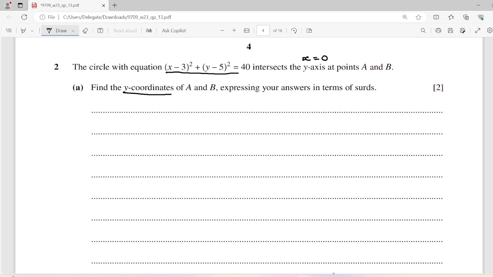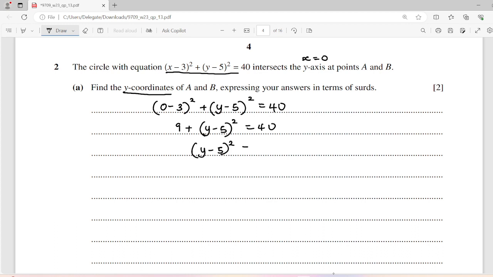So I'm just going to substitute x as 0 in my equation of the circle, and I end up having 0 minus 3 squared plus y minus 5 squared equaling to 40. So this is going to be 9 plus y minus 5 squared equaling to 40. Take 9 to the right, you end up having y minus 5 squared equaling to 31.